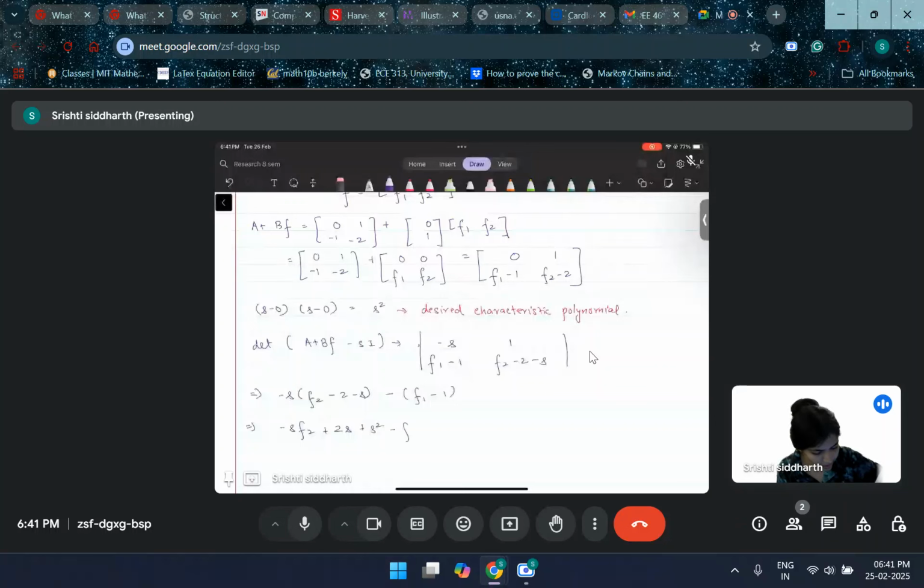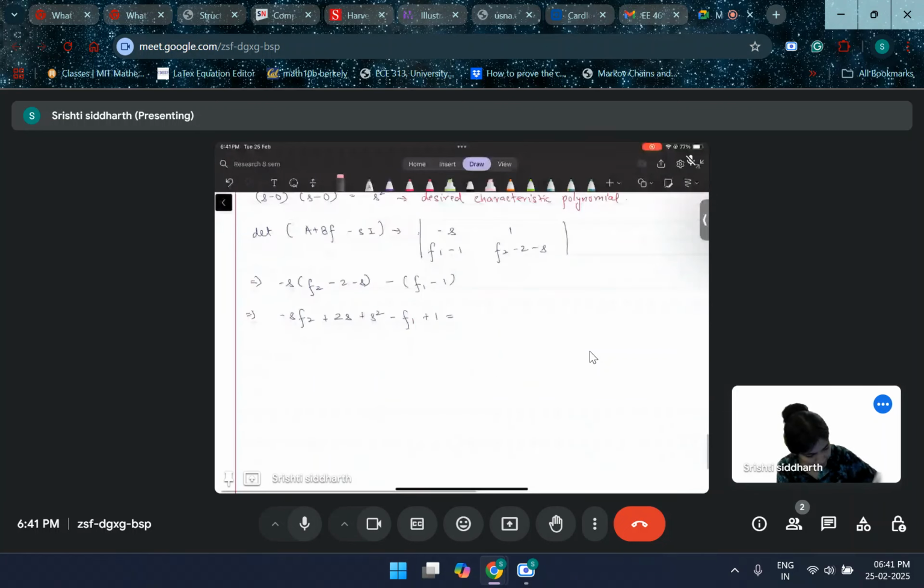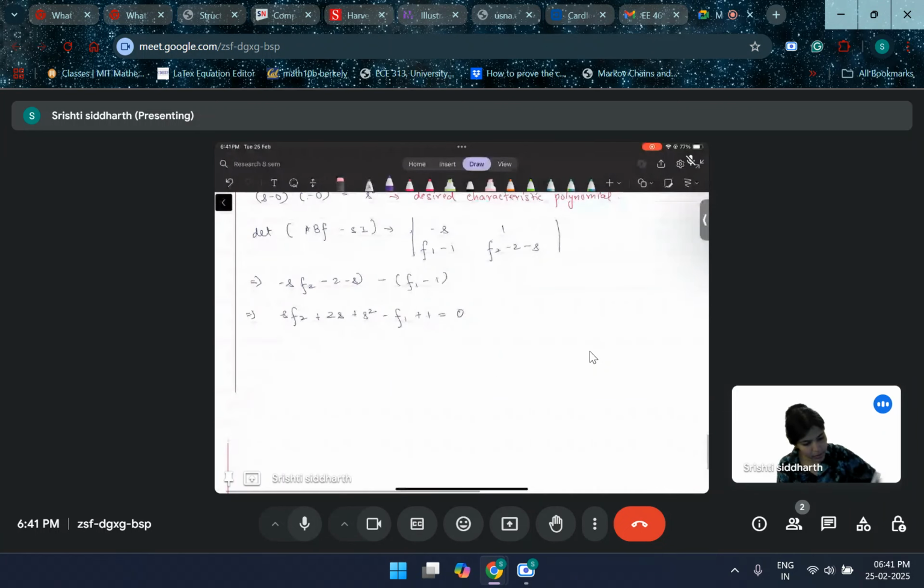So the matrix F is therefore 1, 2, and then just to verify, you can check that the eigenvalues of A plus BF are 0.